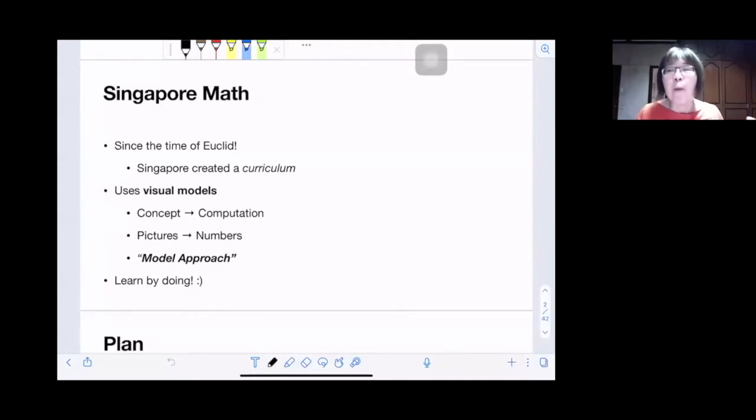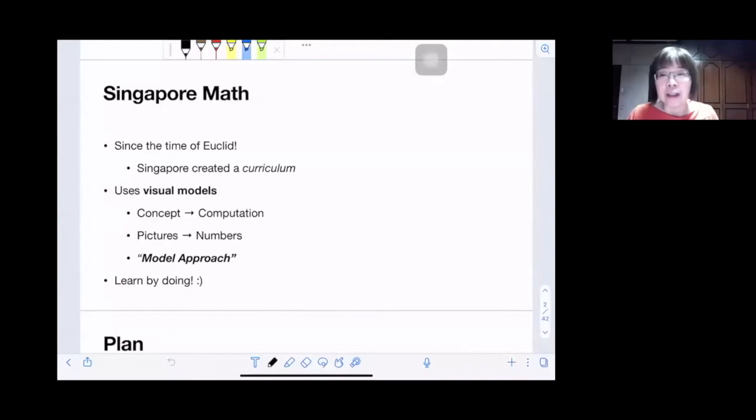So, Singapore math, hindi sila nag-imbento. Yung Singapore math na tuturuan namin ngayon, noon pa to, before the time of Christ. Okay? Sa panahon pa to ni Euclid. Ancient Greece. Model approach. Okay? Pero bakit naging Singapore math? Kasi ang ginawa ng Singapore Ministry of Education, yan yung DepEd nila, ang galing ng Ministry of Education nila, ang ginawa nila, yung ginawa ni Euclid, saka ginawa ng mga ibang mathematicians, nilagay nila sa textbook ng Singapore.